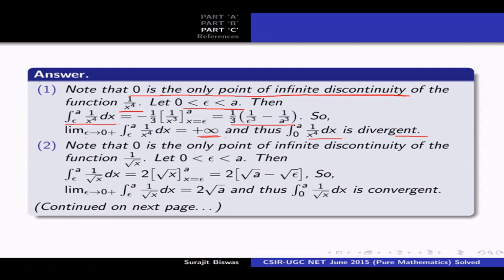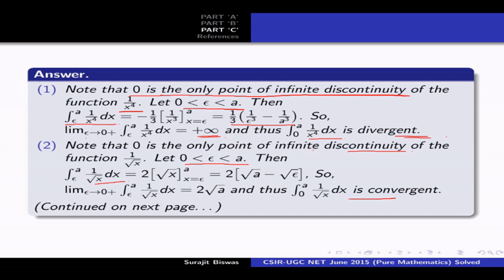Second option: note that 0 is the only point of infinite discontinuity of the function 1 by square root x. Let 0 less than epsilon less than a. Then the integral from epsilon to a of 1 by square root x dx equals 2 times square root a minus square root epsilon. Taking epsilon tends to 0, we have 2 square root a, which is a definite value. Thus the integral from 0 to a of 1 by square root x dx is convergent.